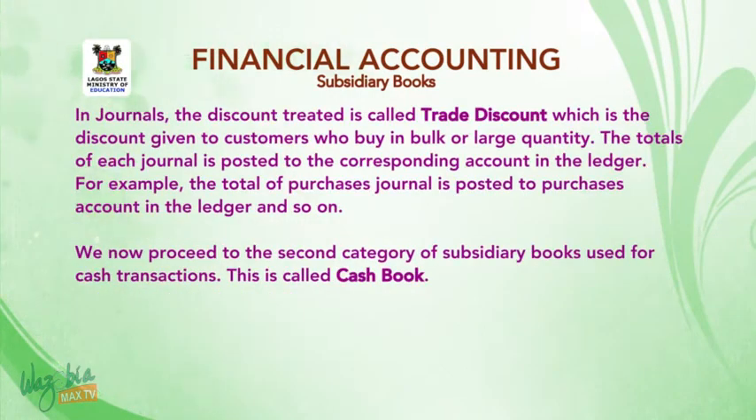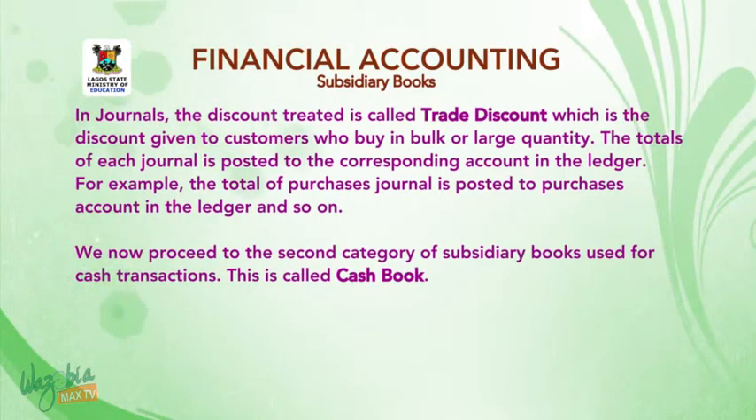In journals, the discount treated is called trade discount, which is the discount given to customers who buy in bulk or large quantity. The totals of each journal is posted to the corresponding account in the ledger. For example, the total of purchases journal is posted to purchases account in the ledger, and so on.